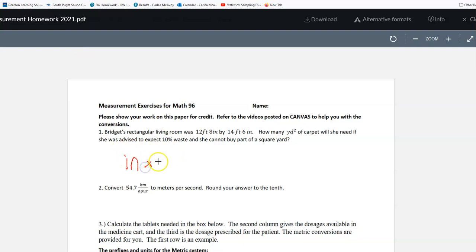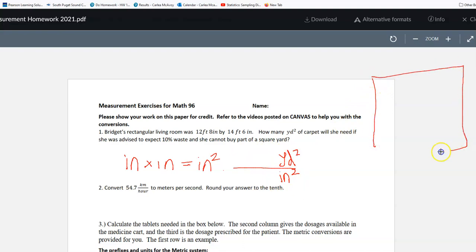Sorry, this is a little scattered. After you get inches squared, you want to change inches squared into yards squared. So here's what I would do. I would find this inches squared, whatever that answer is, and then multiply, putting inches squared on the bottom and yards squared on the top. And how many inches squared are there in a yard squared? Well, a yard is 36 inches.